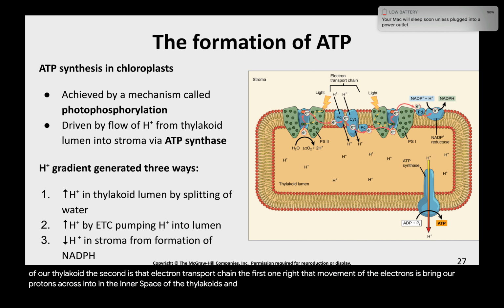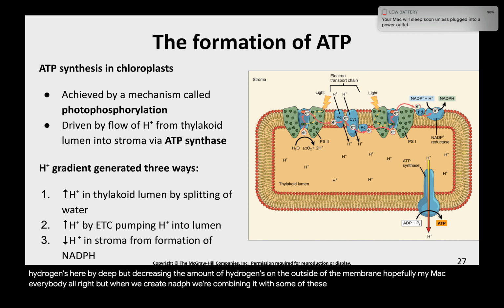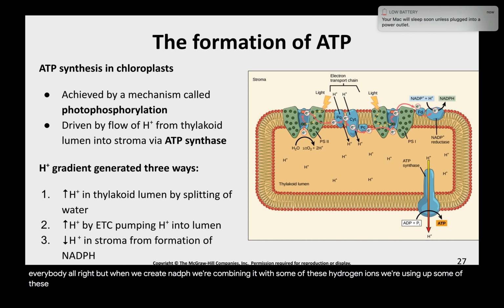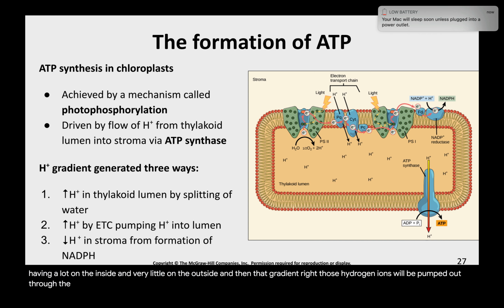Okay? And the last way that this gradient is being made is not by adding more hydrogens here, but decreasing the amount of hydrogens on the outside of the membrane. Hopefully my math doesn't die here. All right? But when we create NADPH, we're combining it with some of these hydrogen ions. We're using up some of these hydrogen ions. So there's even fewer outside of our membrane here. So that once again contributes to that gradient of having a lot on the inside and very little on the outside. Right? And then that gradient, right, those hydrogen ions will be pumped out through the ATP synthase, and we create quite a bit of ATP.